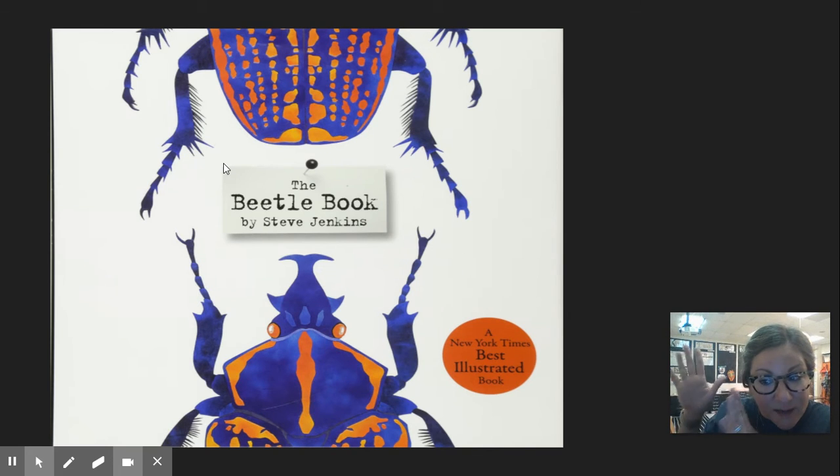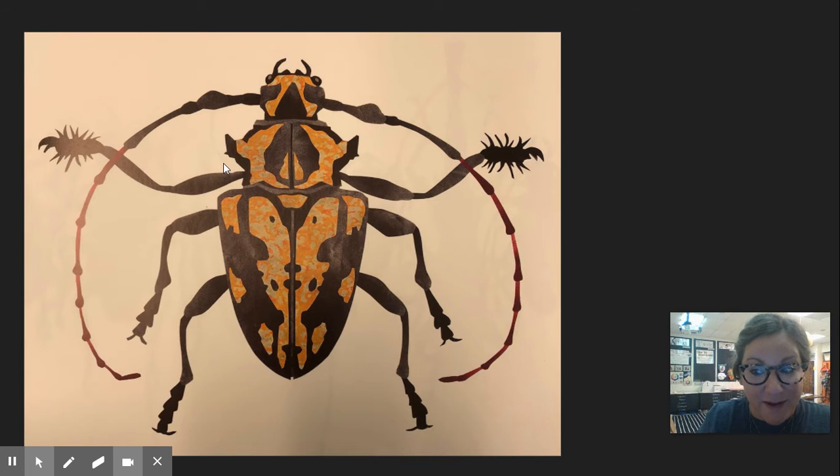I'm not going to hold up the book today because I want you to be able to see these pictures really up close, okay? But these are from a beautiful book called the Beetle book. So we said we know 3 body parts. Let's look. Abdomen here, check. Thorax here, got it. And then the head is here. So we have 3 body parts.